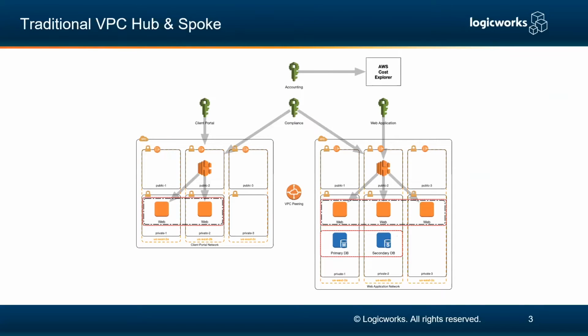Traditionally, you could handle this isolation with a VPC hub and spoke model. I'd say that this works better at a smaller scale. So we can see that compliance has read-only access to both environments, and accounting, like the last slide, only has access to AWS Cost Explorer.